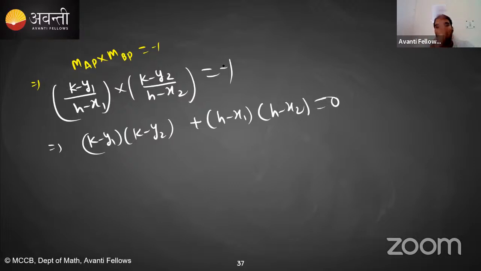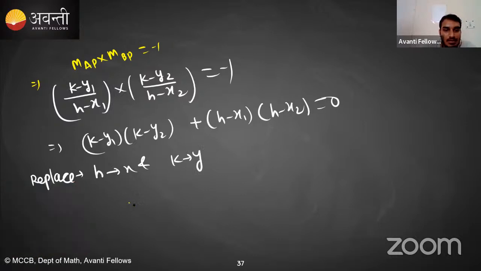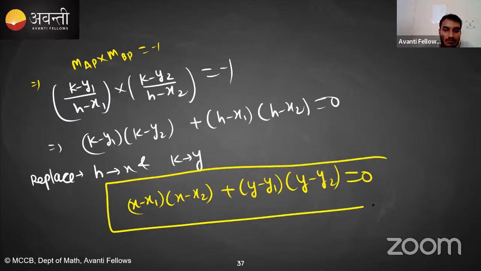We cross multiplied and took everything on the left hand side. So this should be the locus. Now replace h with x and k with y. What we are getting is x minus x1 into x minus x2 plus y minus y1 into y minus y2 is equal to 0. This is the required equation.